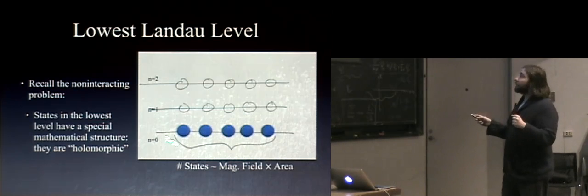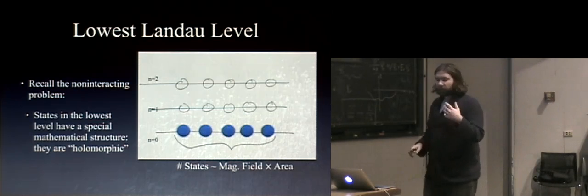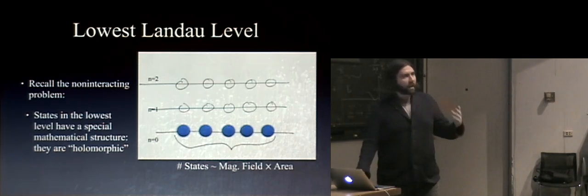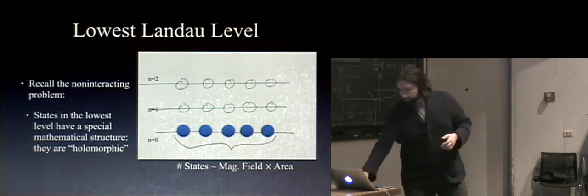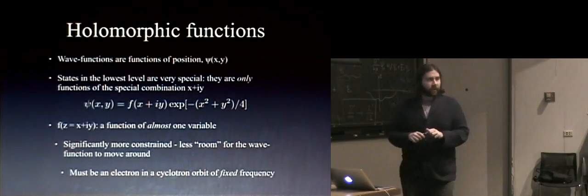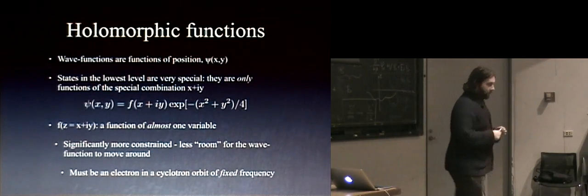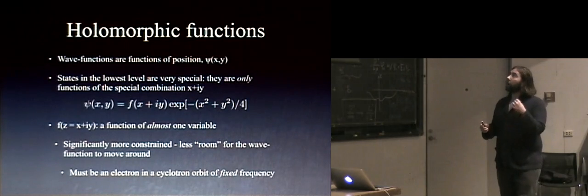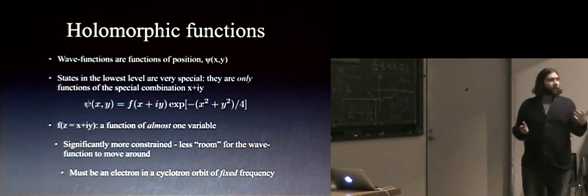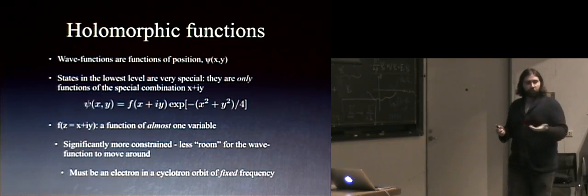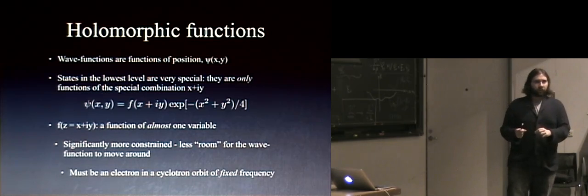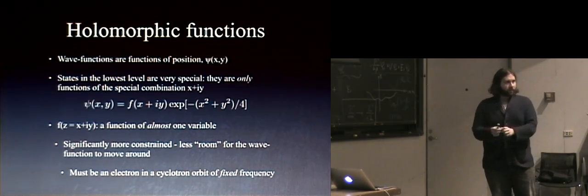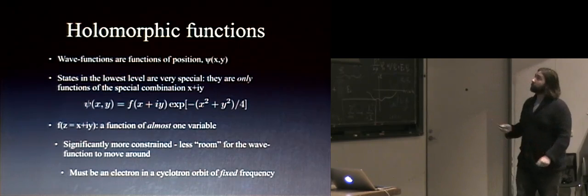And these states in this lowest level are very special. There's a mathematical property they have that makes them much nicer and much more constrained than these other states. They're holomorphic. Normally a wave function for an electron in 2 dimensions is a function of both of its coordinates, right? I can say where the electron is as a function of where it is on the x-axis and where it is on the y-axis.